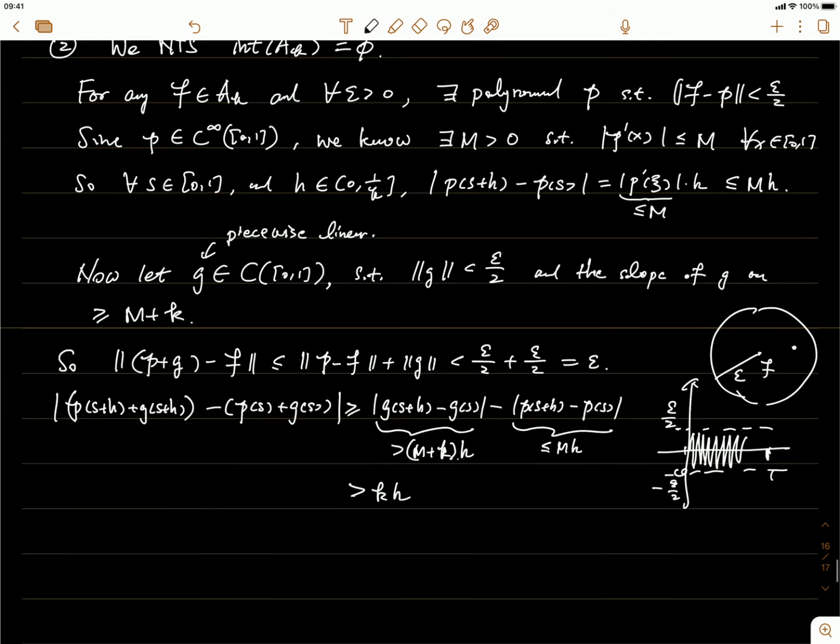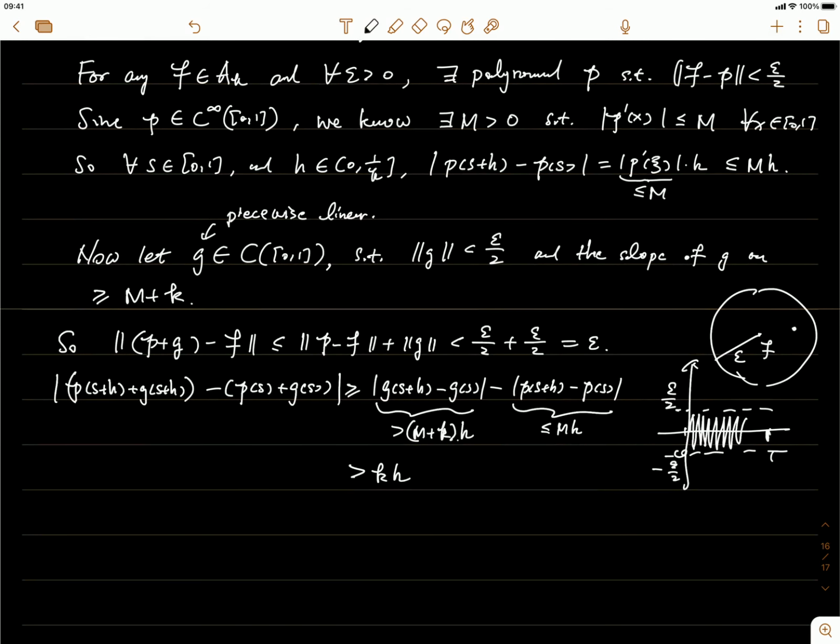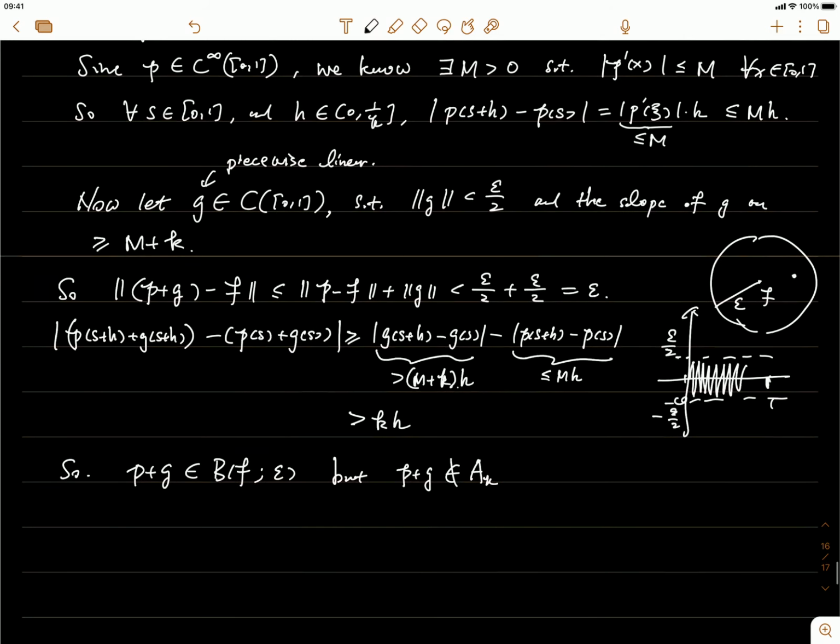So that means the function p plus g is inside the ball centered at f with the radius epsilon, but p plus g is not inside AK. This means that this point p plus g is not inside AK. Hence, since f is not an interior point of AK, and we said this f is arbitrary, AK does not have any interior point.